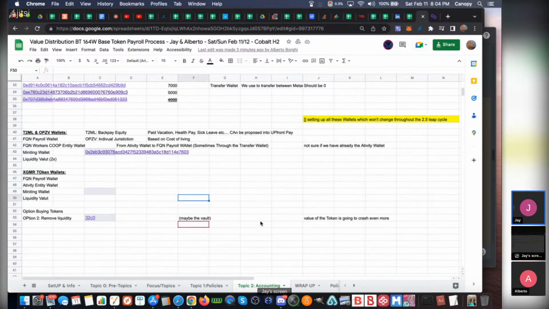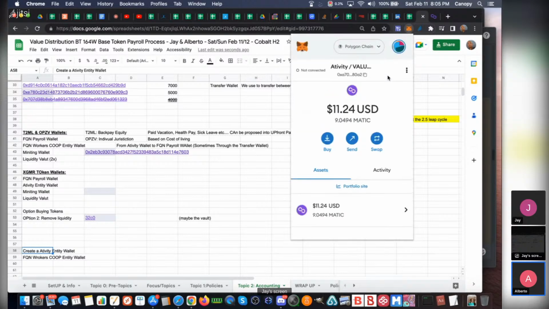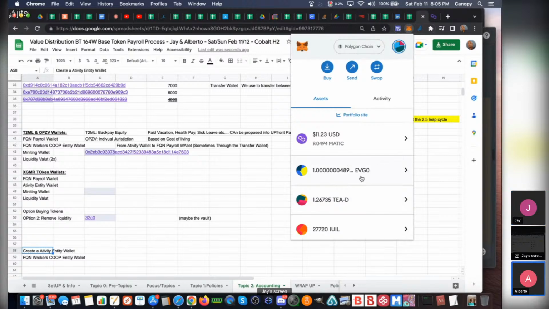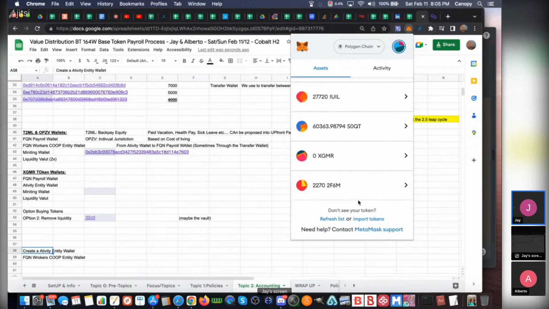So now I think it's fine to create wallets. We can create an activity entity wallet, and we can create an FQN workers co-op entity wallet. That'll give us a place to store however many tokens we want. The activity entity wallet is a little more difficult. I want to see what's in the activity entity wallet. Let's see, assets. So we have BVGO 122D IO. Nothing at all.